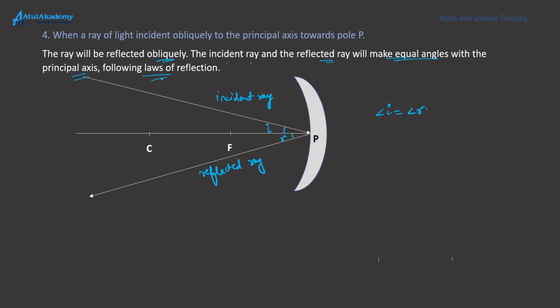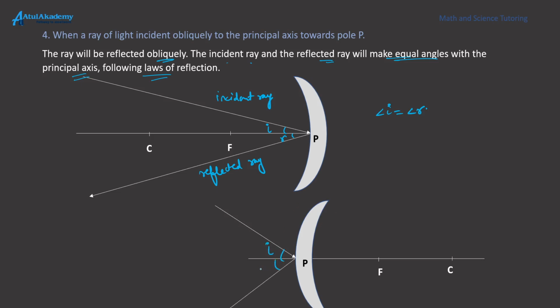Let's check for the convex mirror here. Again, this is falling over here making an angle i. So it will go back also with this angle r.